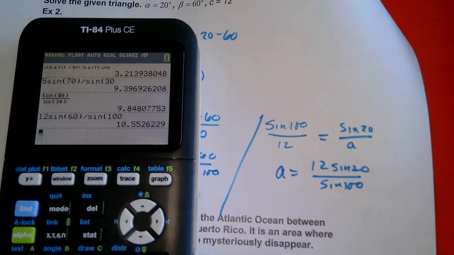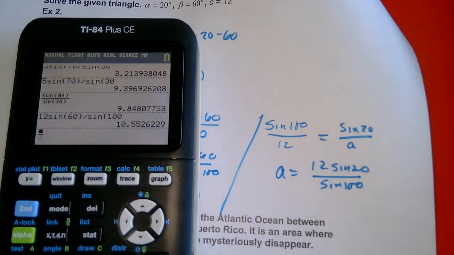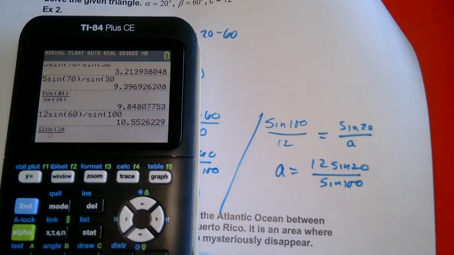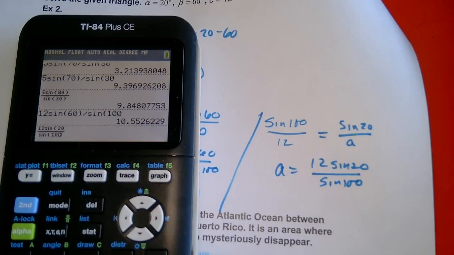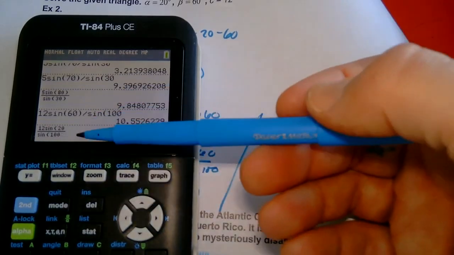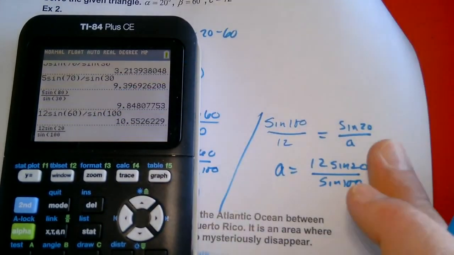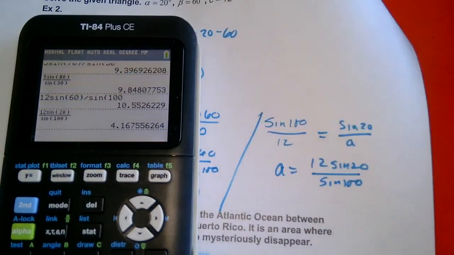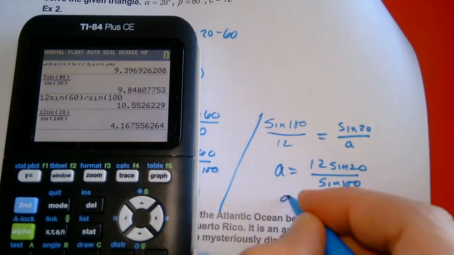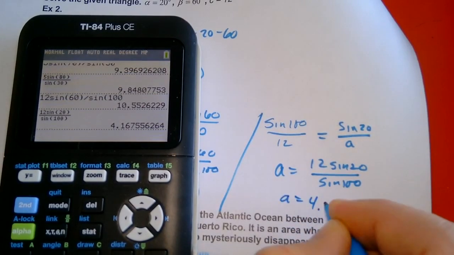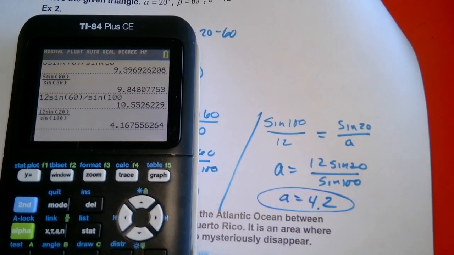Alpha y equals number 1 works. Or if you want to type it in just like you see it, just make sure you close parentheses. If you don't close parentheses with the alpha y equals, when you press enter, it actually closes your parentheses for you. So it's kind of sweet. It just does it for you. You don't have to worry about it. 4.16, that 6 rounds up to 4.2.